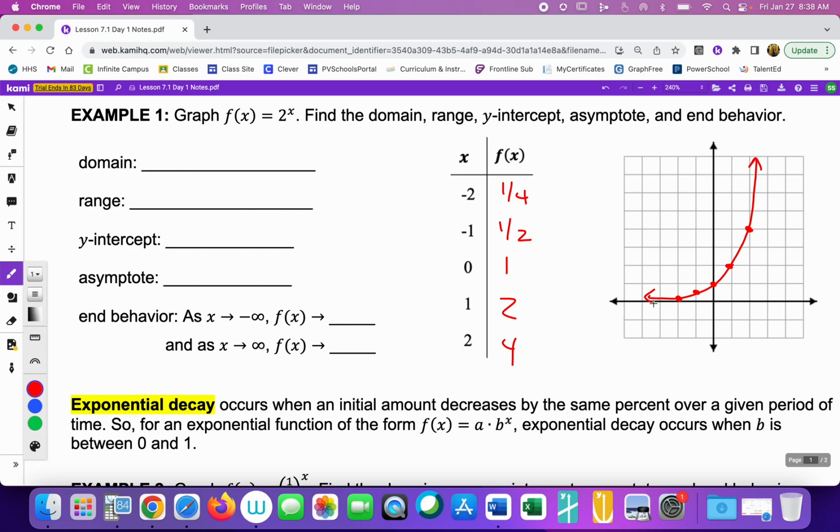All right. Now, based on the shape of the graph, it's continuous. It's going forever to the left and forever to the right. So what does that mean for the domain? All real numbers.